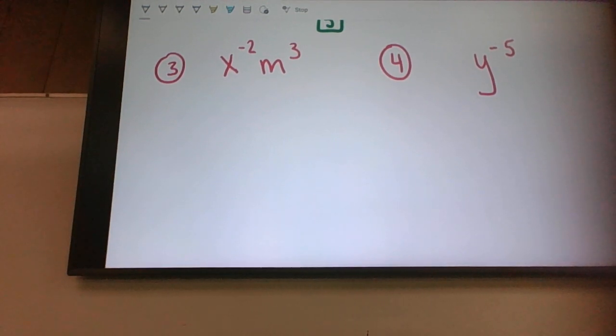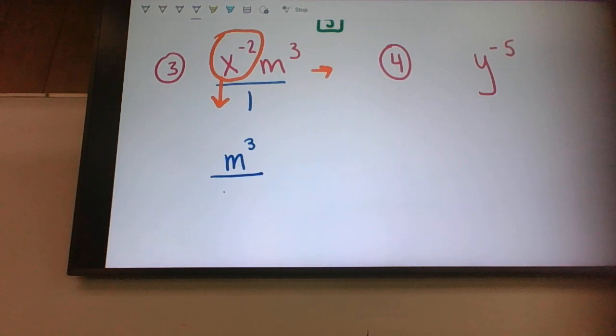All right. So the only issue I have is here. Negative exponents are not supposed to stay negative. So I'm going to rewrite this. Currently, if this was a fraction, it would be over 1. I don't see a denominator. That means the denominator is 1. So I'm going to put this down into the denominator. I'm going to leave the m alone. That was good. And I'm going to move the x down. So that's going to be m to the third over x squared.